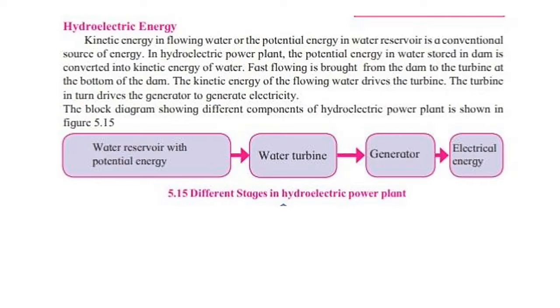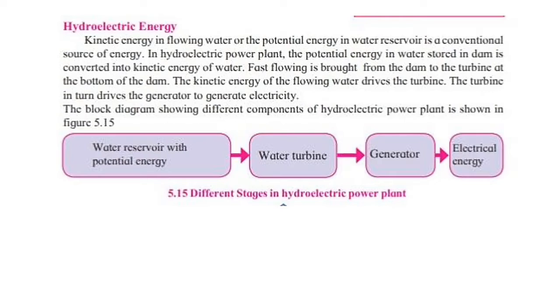We said earlier that energy production from fossil fuel is not environmentally friendly. So there are some alternate plants which are used to generate electrical energy. Now we have to see these plants. First one is hydroelectric energy.